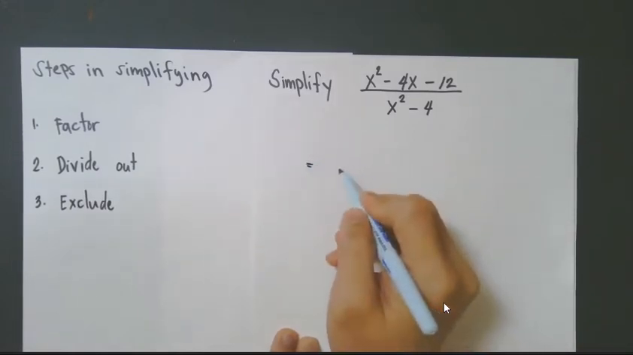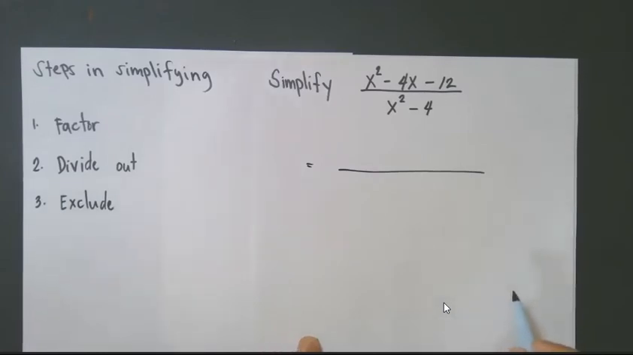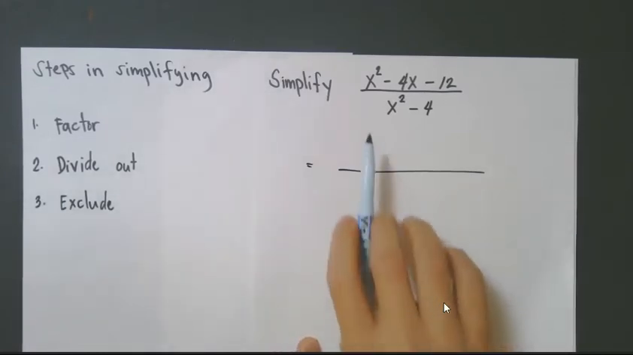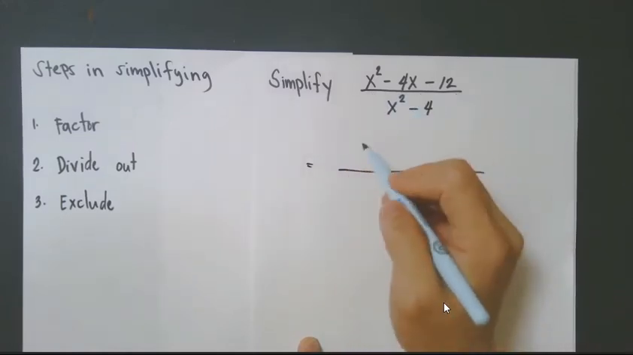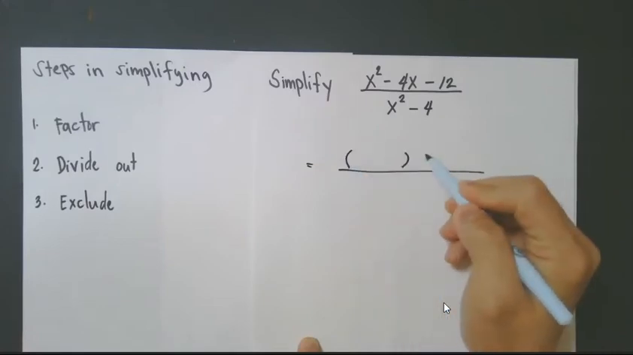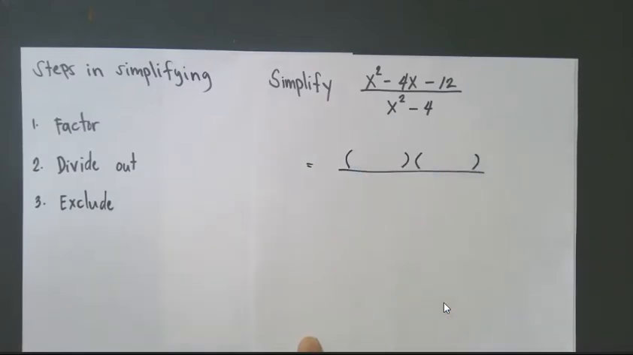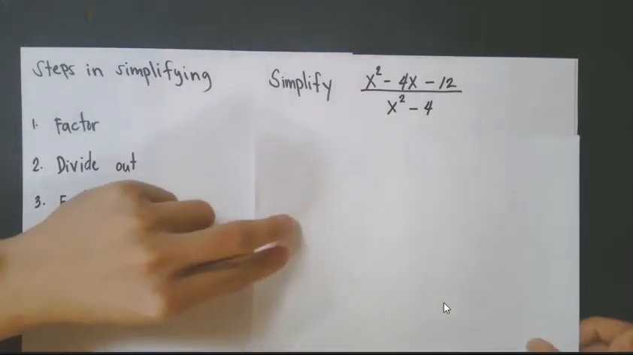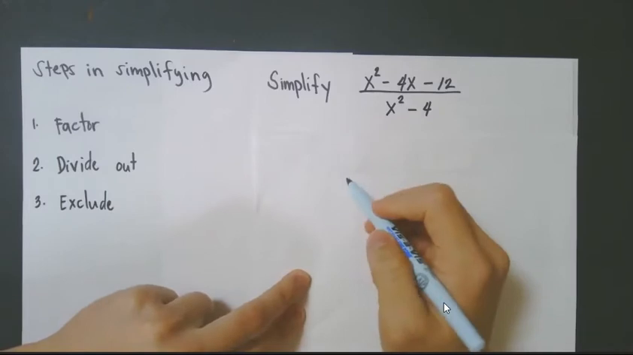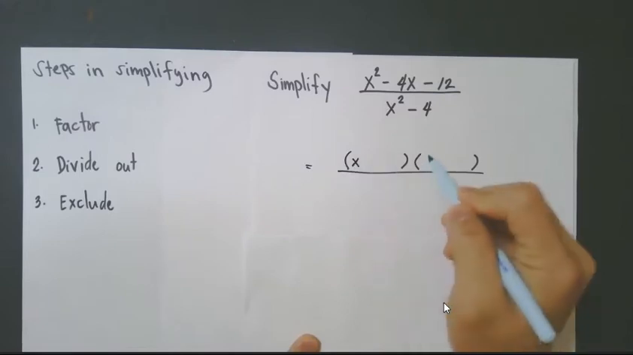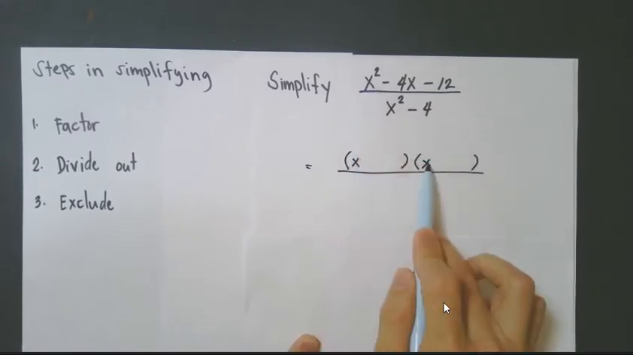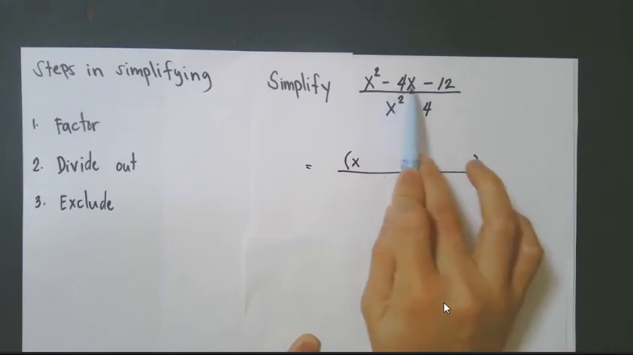So to do that, let's use our guess and check method. So you want to factor out x squared minus 4x minus 12. Okay, so let's start by factoring x squared first. So x squared is x times x. Now let's try to factor out our negative 4x and the negative 12.